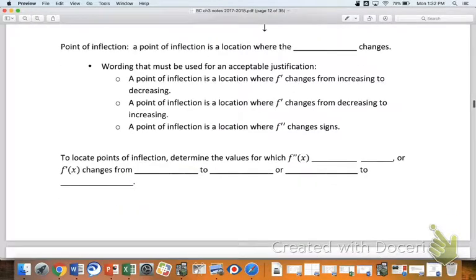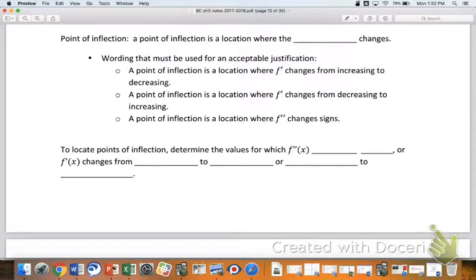Point of inflection is a location where Mr. Kirchner talks about in chapel, bad joke, but he always talks about a point of inflection, and I'm like, that's not what a point of inflection is.